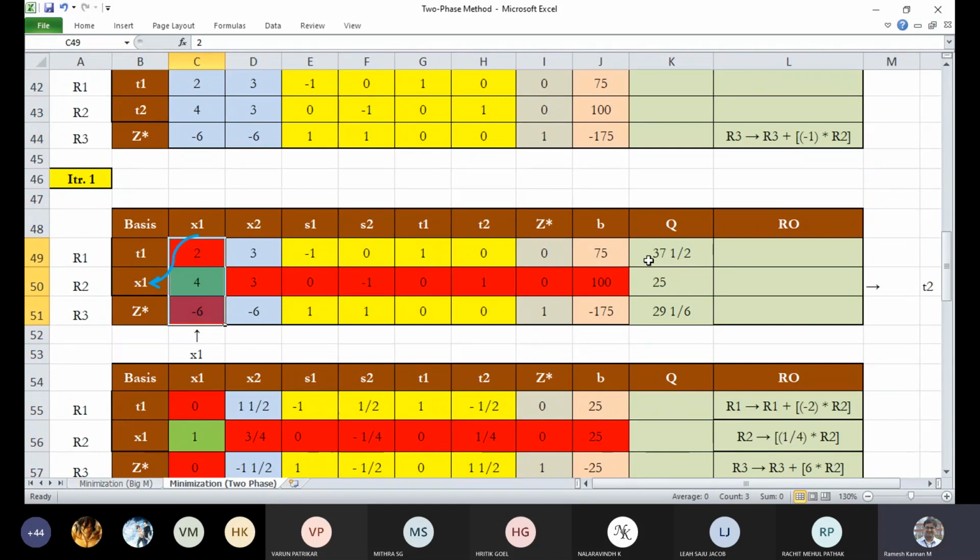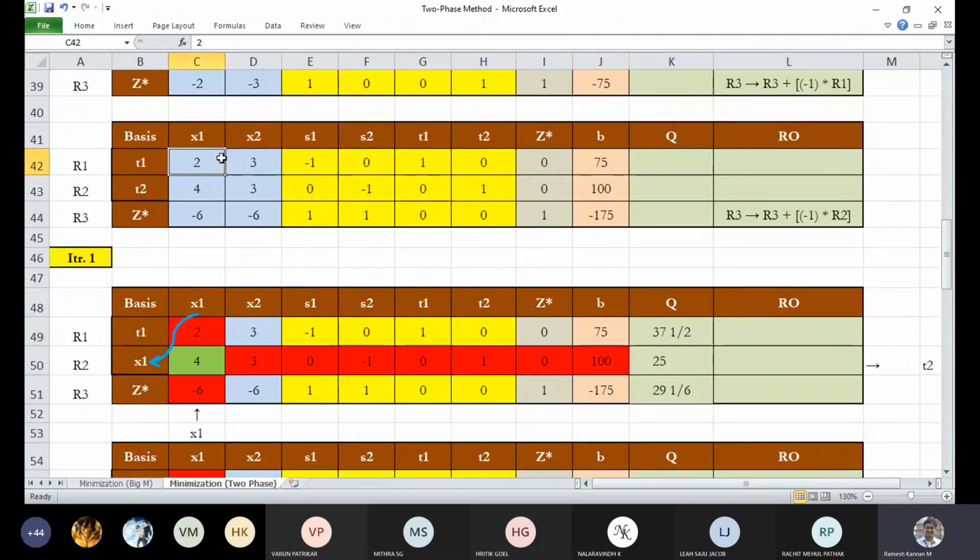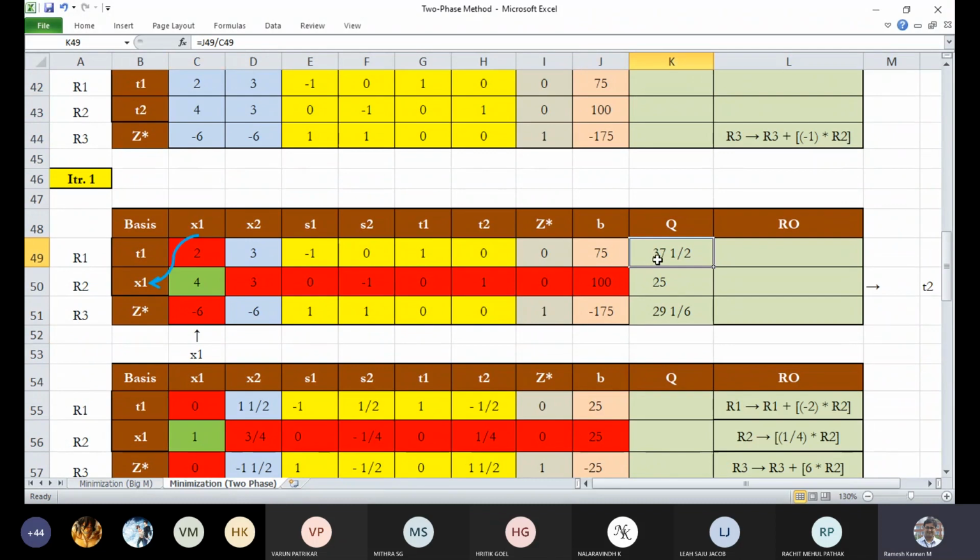B divided by the key column element gives Q, which here is 37 1/2, 25, and 29 1/6. Remember, in the previous case we got the same thing, 29.4, when we incorporated the value of M to be 1000. In this case it is a fairly plain numerical value. Among the quotients, we find the minimum positive ratio, which is 25, and that particular row becomes our key row.